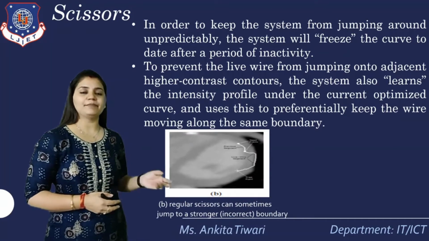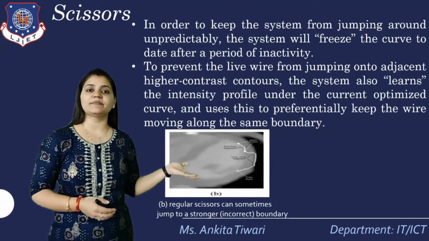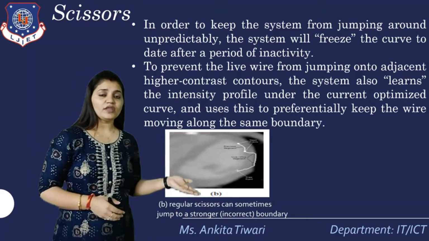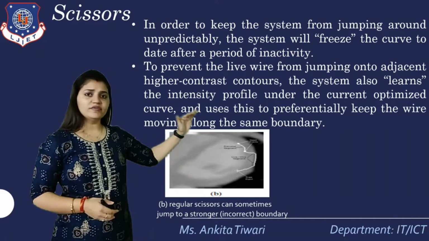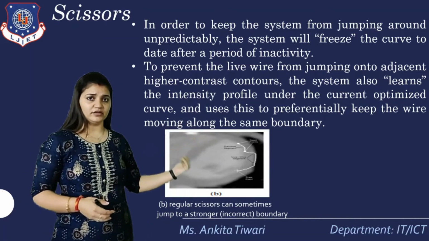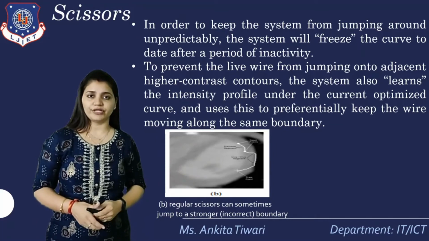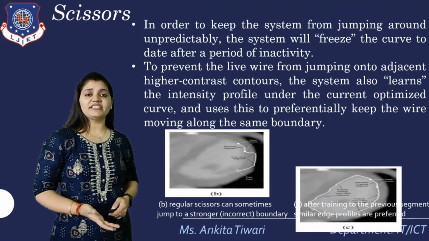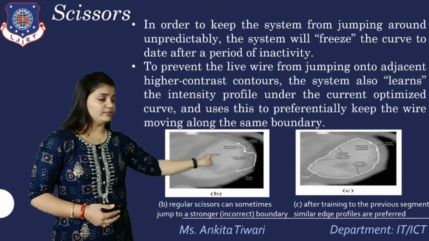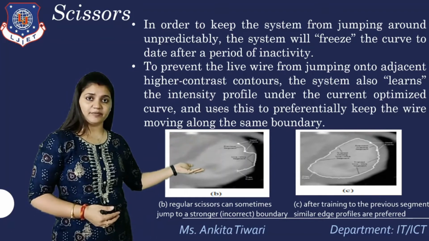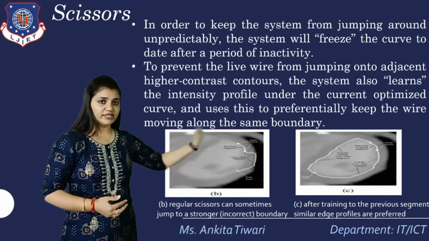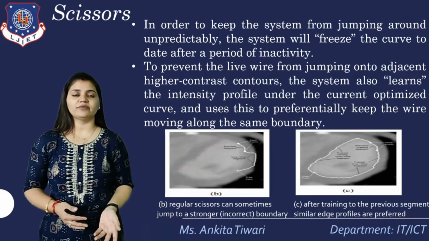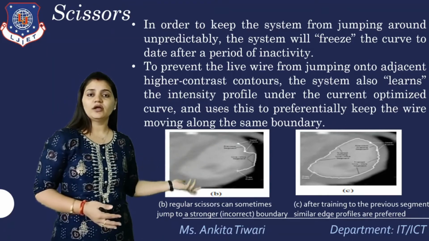We can see an example, as in the diagram itself, where regular scissors can sometimes cut the boundary wrongly. That is an incorrect boundary, because the curve path we are taking is coming inside the boundary. After training, similar edge profiles are preferred, and now the correct boundary is made. It was zigzag, as you can see in the first diagram, which is not correct, but in the second diagram a proper boundary is given, after the training process has been done to trace the curve.